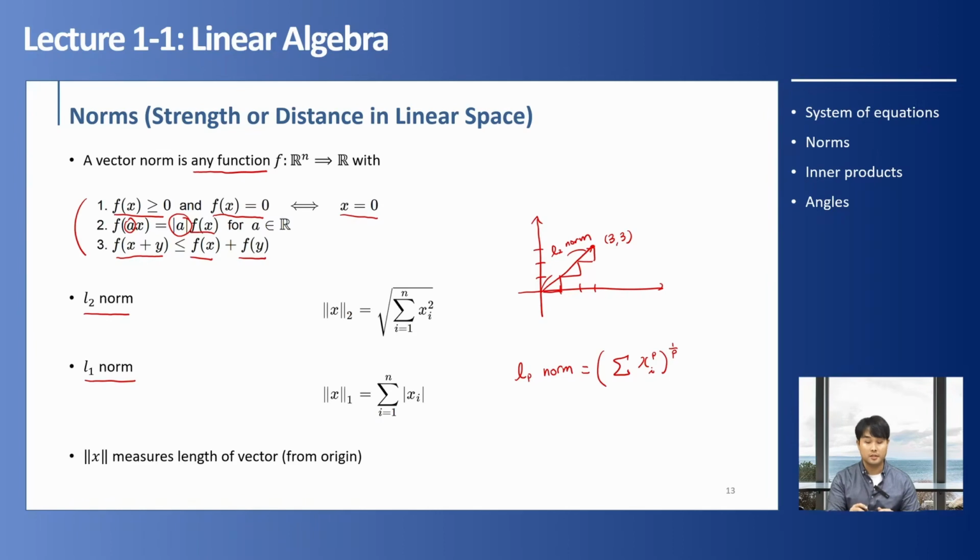And from a notation standpoint, we use two vertical lines on the left and right of the vector to represent the norm, and the subscript on the bottom right indicates the type of norm that is being evaluated. So for instance, this becomes the p-norm of x.